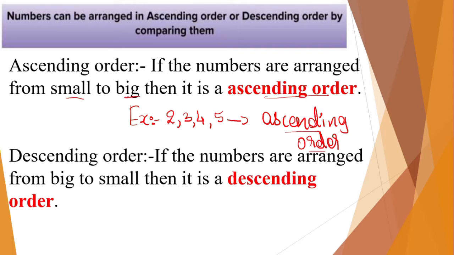So this was ascending order. But now there is descending order too. Descending order means if the numbers are arranged from big to small, then it's a descending order. Ascending order and descending order are opposite. In ascending order, the numbers will be arranged from small to big. And in descending order, the numbers will be arranged from big to small. So let's take an example of descending order.